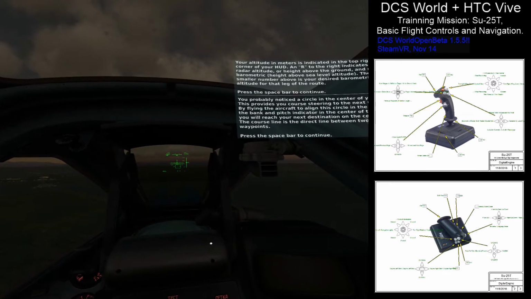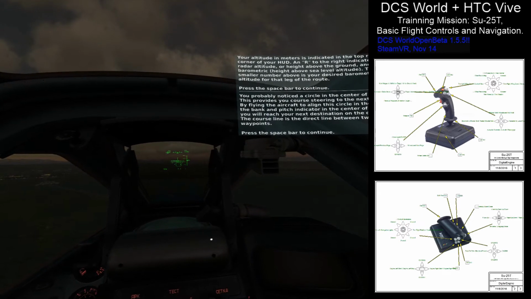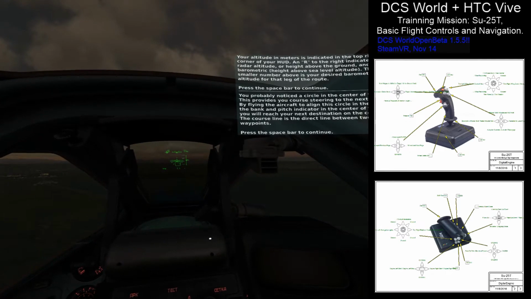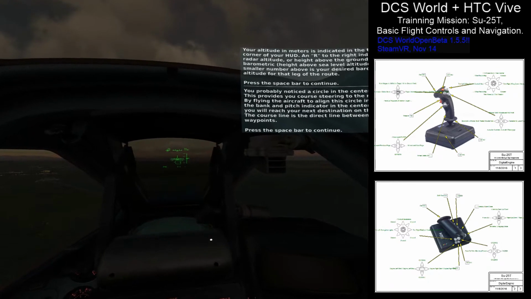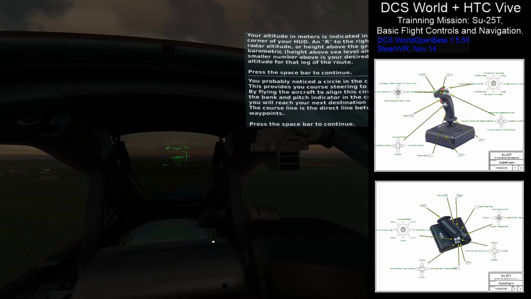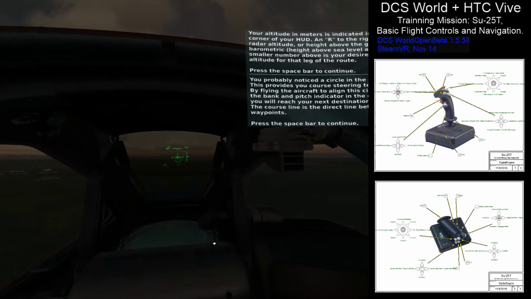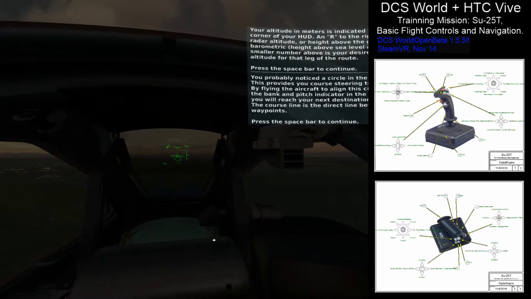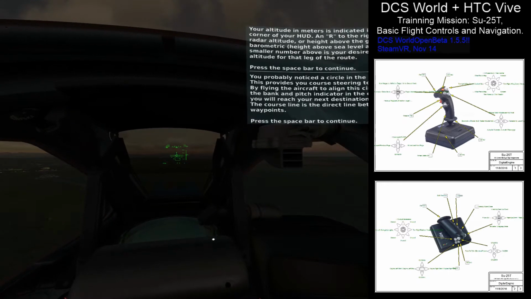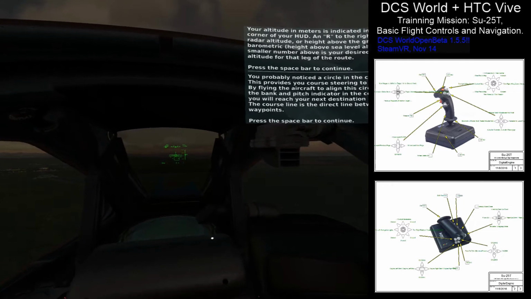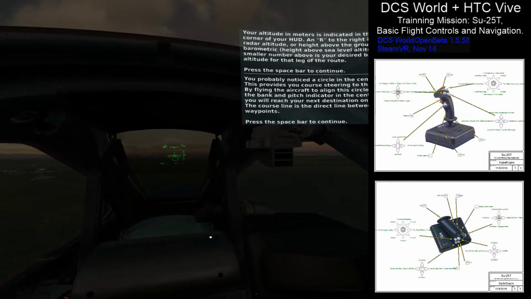You'll probably notice a circle in the center of the HUD. This provides you course steering to the next waypoint. By flying the aircraft to align the circle in the center of the bank and pitch indicator in the center of the HUD, you will reach your next destination on the course line. The course line is the direct line between two waypoints. Press the spacebar to continue.